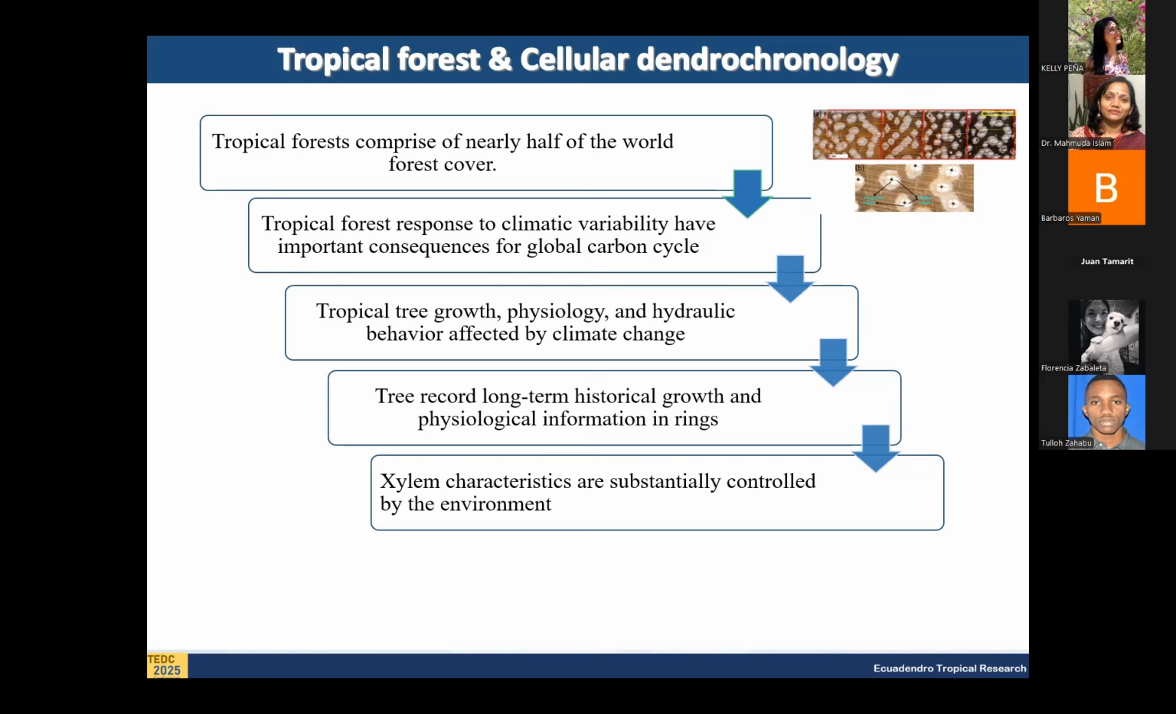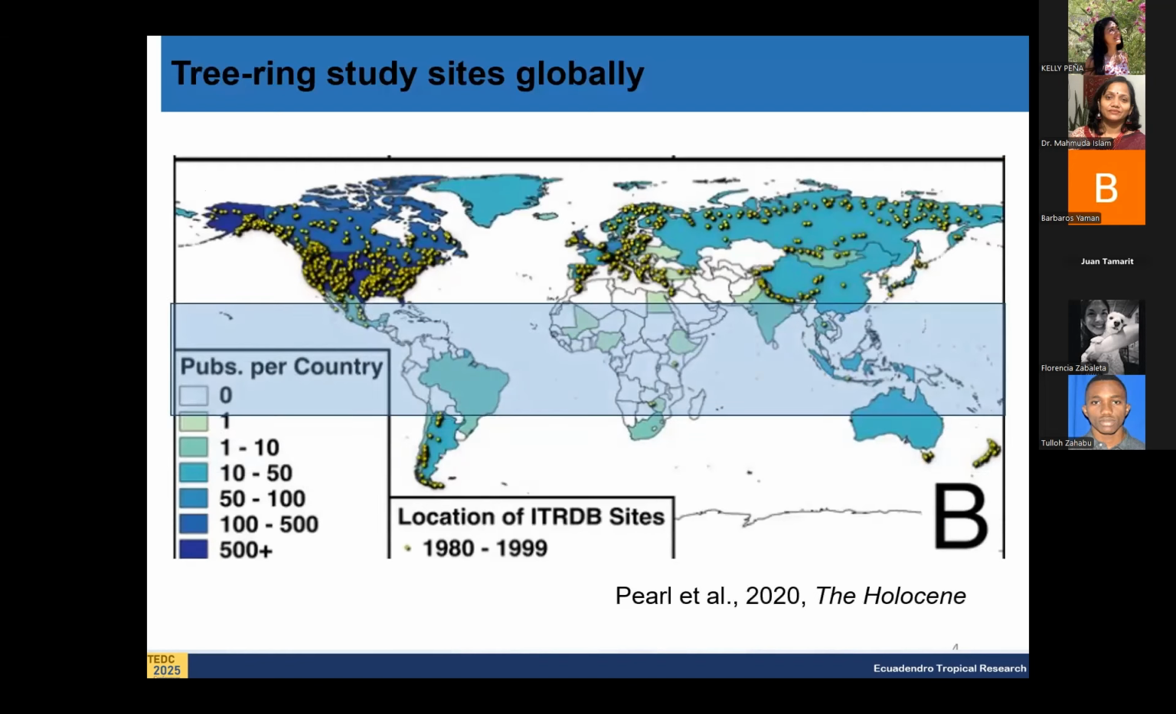Then, tree ring studies globally. This map shows the distribution of tree ring study sites worldwide. The scale bar, dark blue, indicates 500 publications per country, and white indicates no studies at all. Look at the tropical parts. Before 1999 there was no study in tropical regions, which indicates that tree ring studies were mainly concentrated in the Northern Hemisphere, USA, Canada, and Europe. Very few tree ring studies were in the tropical and subtropical region.